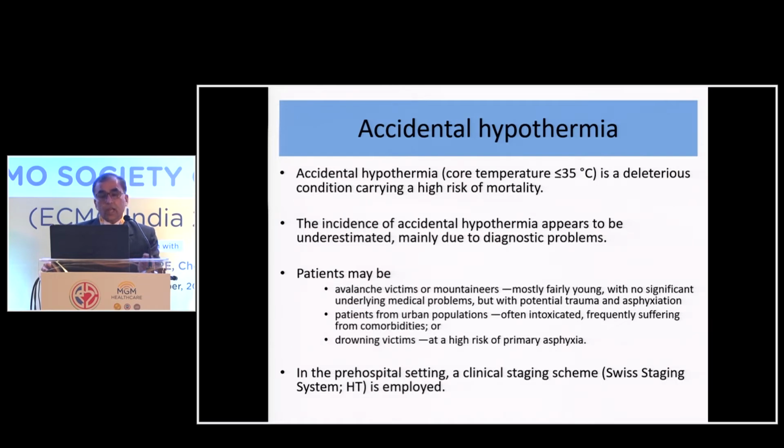These patients can be avalanche victims or mountaineers. Usually these are young people with no underlying diseases. The other class of patient may be the urban population, especially in cold countries, who are intoxicated with alcohol or other drugs, and they suffer from comorbidities as well. So these are two different extremes of patients. And third is the drowning victim, who is at primary risk of hypoxia and asphyxia.